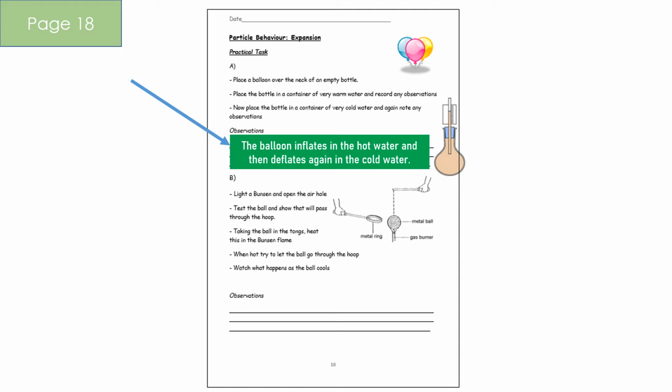Looking at practical task B, this is one you couldn't do at home because you needed the Bunsen burner. So hopefully you watched the second video, and you only had to watch up until 4 minutes. We were watching the first practical that was done there. You could see that the Bunsen burner was lit and that at the very start the ball passed through the ring very easily. But once the ball was heated up, you should have noticed something happen. And what you noticed, those observations, should have been written into the second section for observations on page 18.